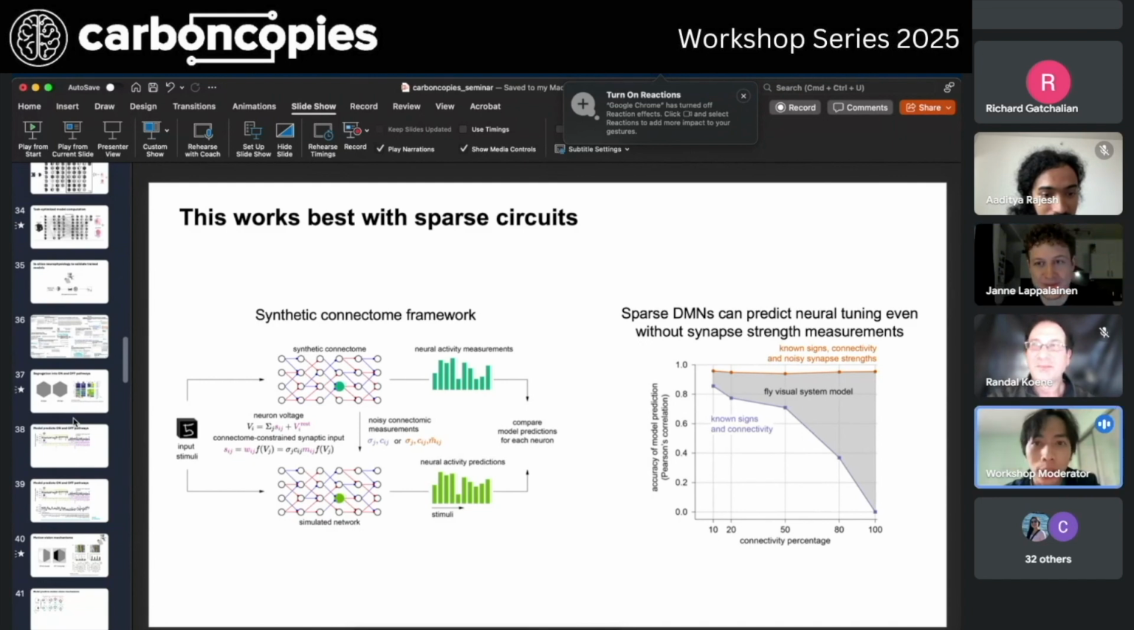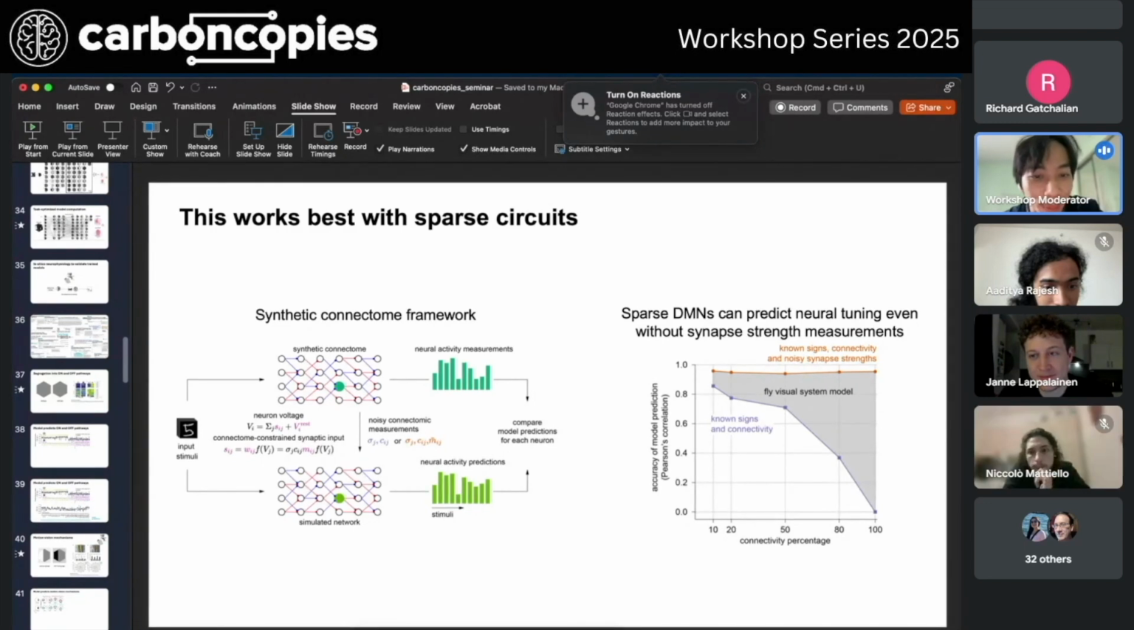Cool. Let's go on to our general audience questions. So someone asks, what would it take to predict the parameters of the system, not through task optimization, but from functional data instead?